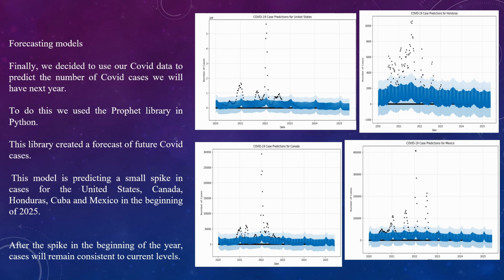Forecasting models. Finally, we decided to use our COVID data to predict the number of COVID cases we will have next year. To do this, we used the Prophet library in Python. This library created a forecast of future COVID cases. This model is predicting a small spike in cases for the United States, Canada, Honduras, Cuba, and Mexico in the beginning of 2025. After the initial spike at the beginning of the year, cases will remain consistent to the current levels. So as we can see here, there are small spikes for each country, but it will remain at about the same level it's at currently.